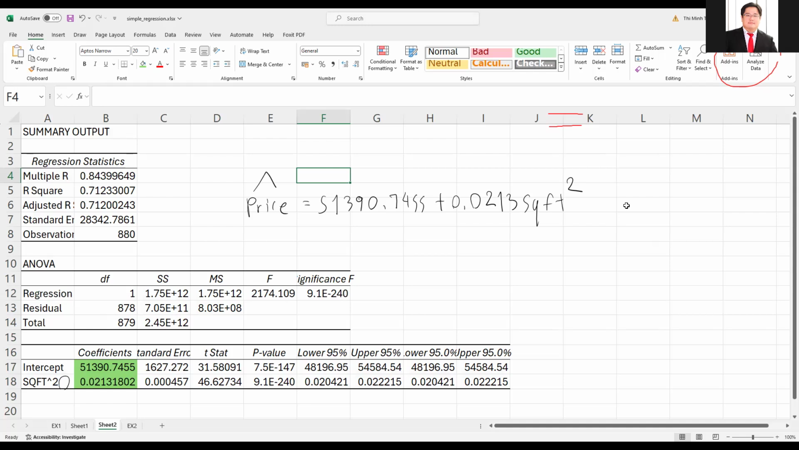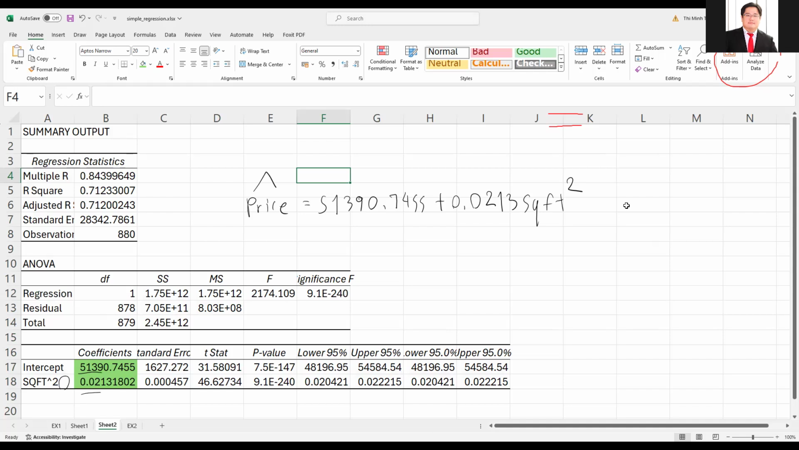Okay, this is how to read the output. And you may think, oh, Professor Chan, there are a lot of numbers. What do they mean? Next week, I will teach you all of the numbers presented. I will teach you through this class for sure.